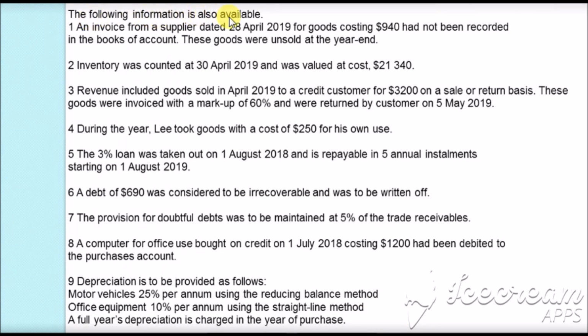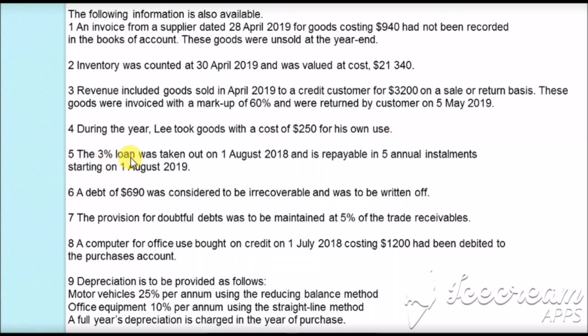$21,640. The following information is also available. First, an invoice from a supplier dated 28 April 2019 for goods costing $940 had not been recorded in the books of account. These goods were unsold at the year end. Second, inventory was counted at 30th April 2019 and was valued at cost of $21,340. Third, revenue included goods sold in April 2019 to a credit customer for $3,200 on a sales or return basis. These goods were invoiced with a markup of 60% and were returned by the customer on 5th May 2019. Fourth, during the year, Lee took goods with a cost of $250 for his own use.